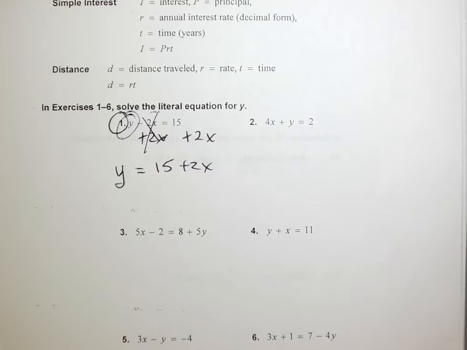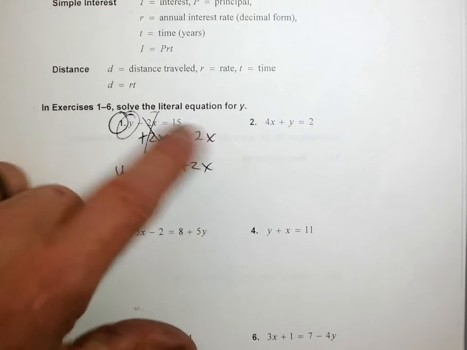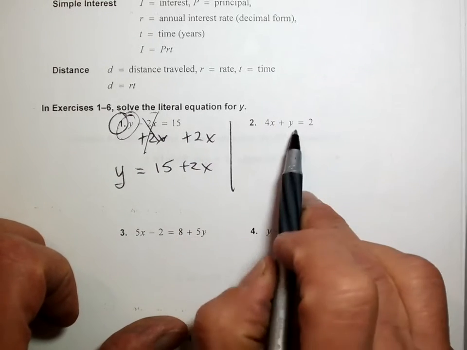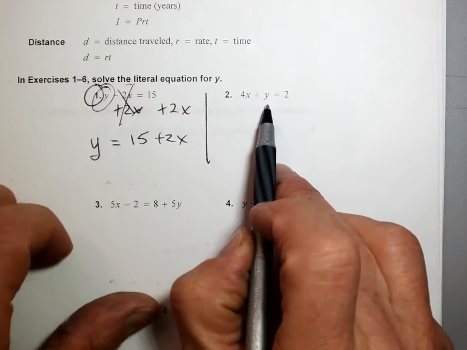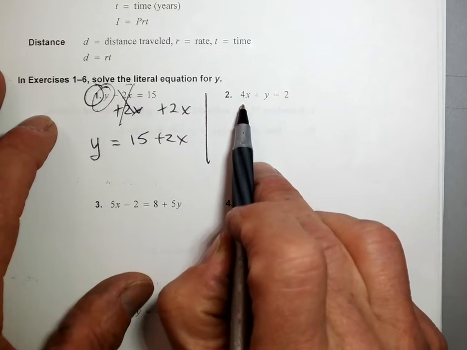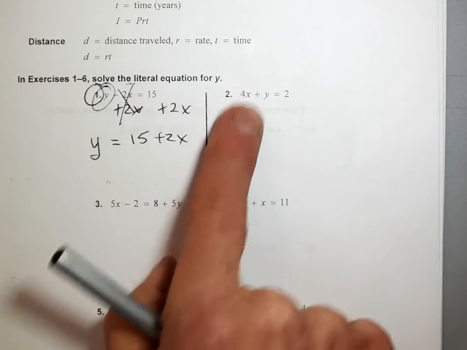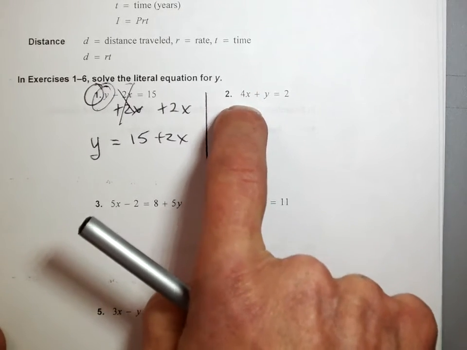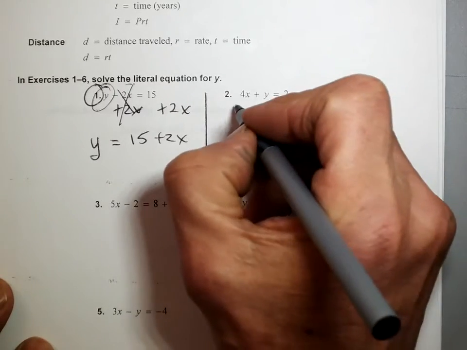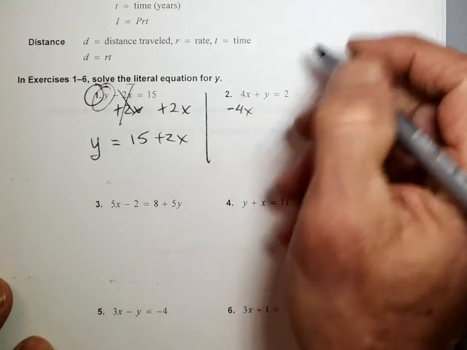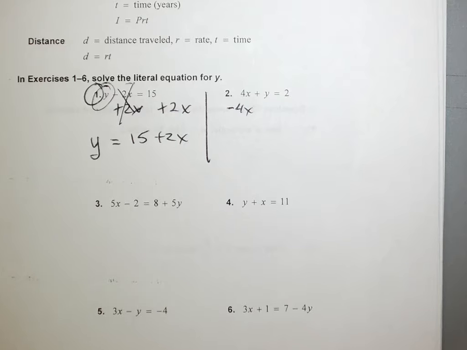Okay, let's keep going. Let's look at number 2. Number 2 is solve for y. So what I want to do is get y by itself. What I should do is get rid of the 4x. So if I get rid of the 4x, I just have y. Well, that's a positive 4x, right? So to get rid of the 4x, I'll go subtract 4x, because that'll get rid of the 4x.